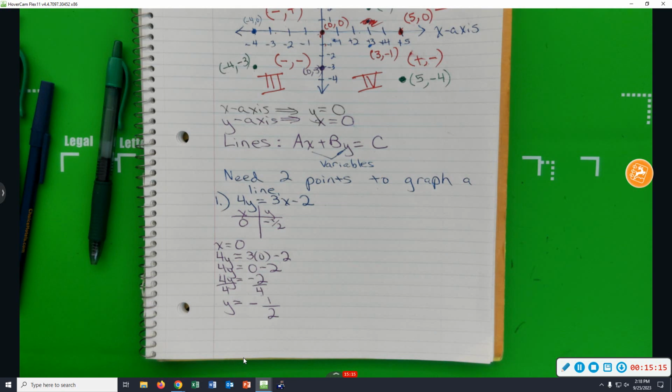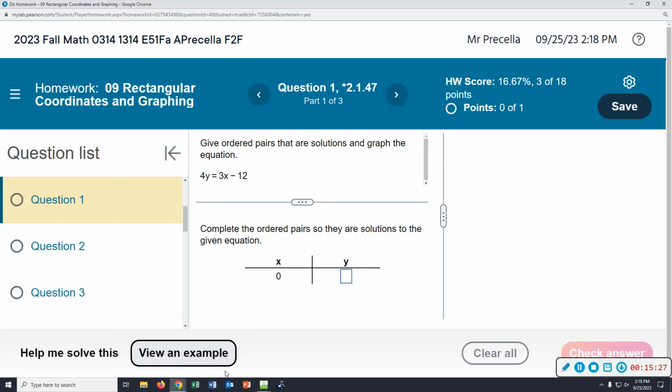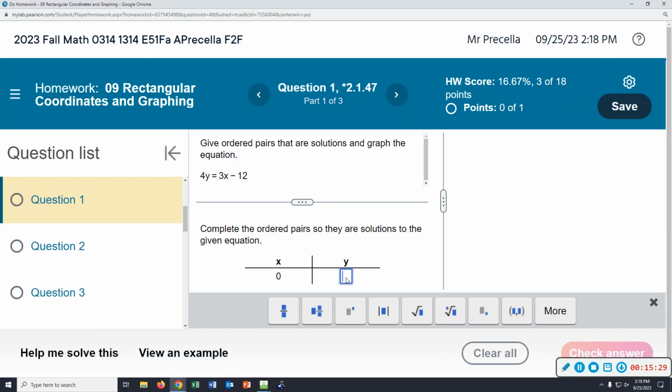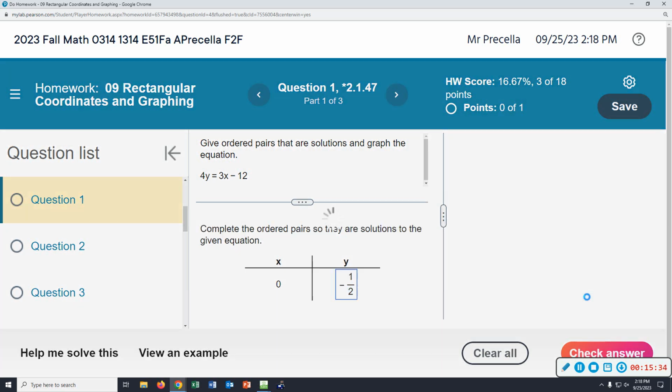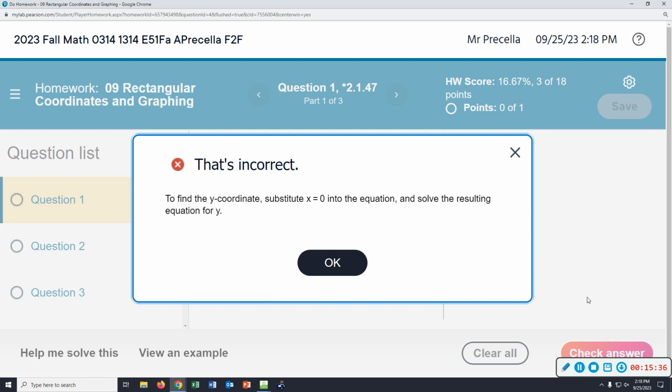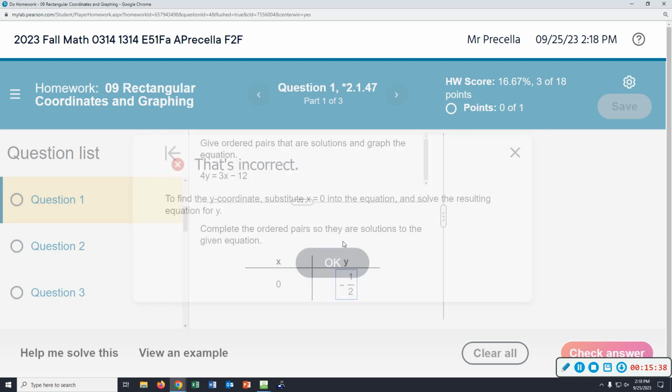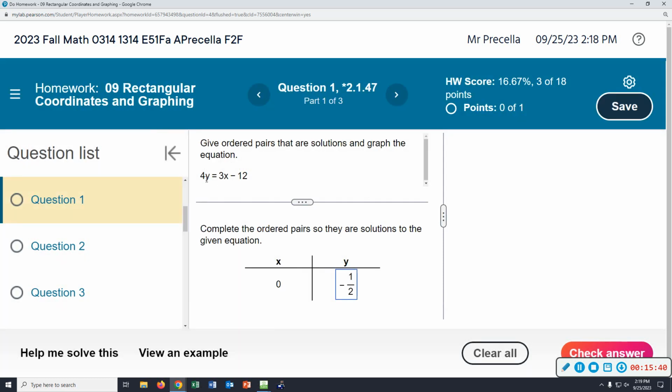I wasn't expecting to get a fraction on this first one, but that's okay. Any questions on what we've done there? Now you come and type in the y value is negative 1/2. Oh. What did I do wrong? 4y. I said I was 12. You put 2 instead of 12.